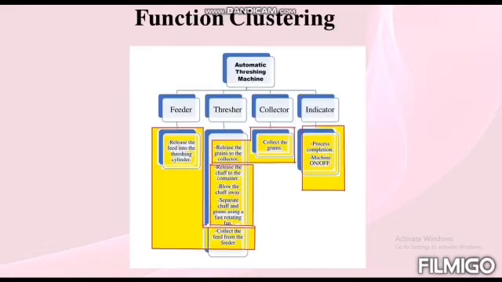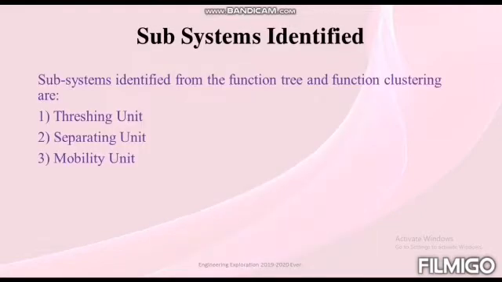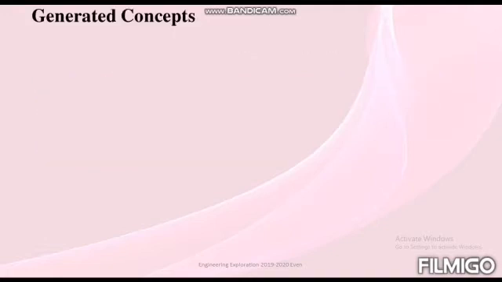Moving on, we have clustered some functions. Subsystems identified based on function tree and function clustering process are threshing unit, separating unit and mobility unit.